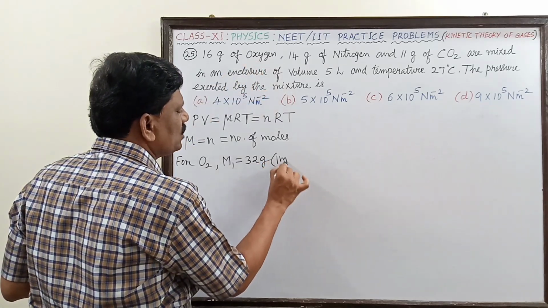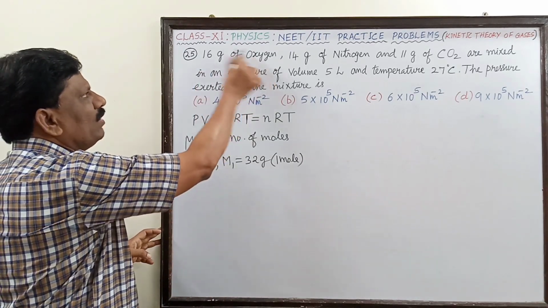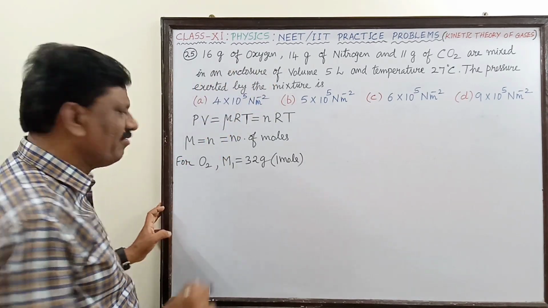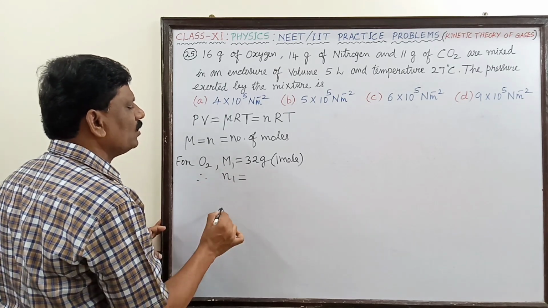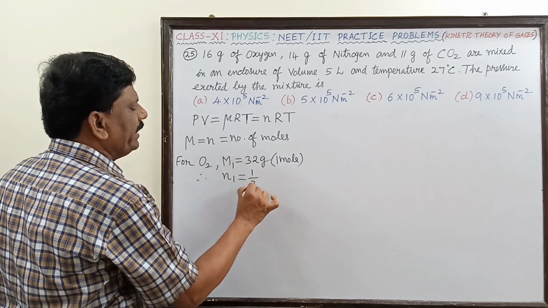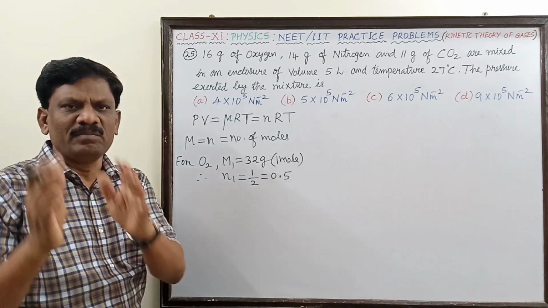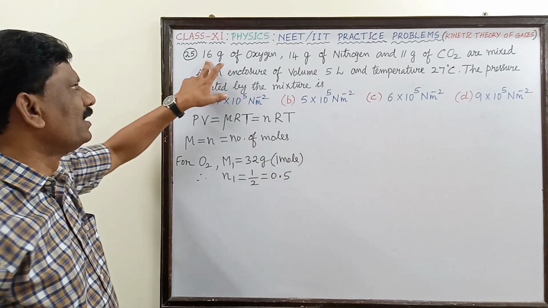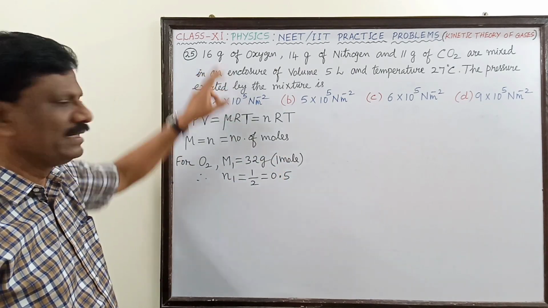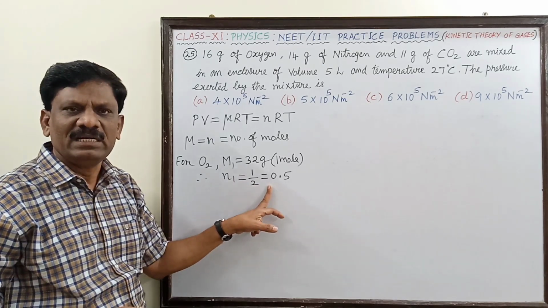Okay, this corresponds to 1 mole. So the number of moles, 16 gram corresponds to half mole. Therefore, the number of moles N1 is equal to 1 by 2, that is equal to 0.5. So the number of moles in 32 gram is equal to 1 for oxygen, but given mass is only 16 gram. That corresponds to only half mole. Are you understanding this first?